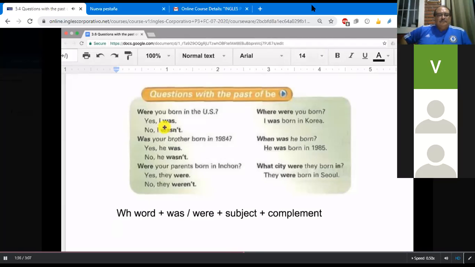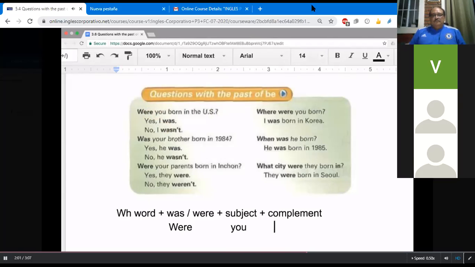Let's analyze a couple of examples. Were you born in the US? In this case, this is a yes or no question, so we don't add a WH word. The first thing we do is add the verb to be in the past, were. Next, we need to include the subject, you.